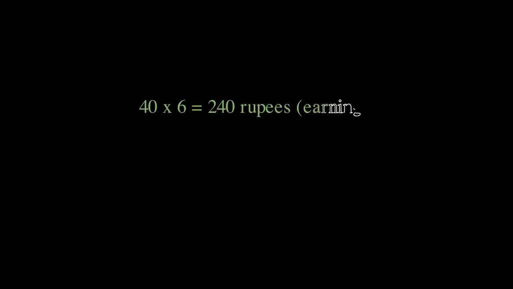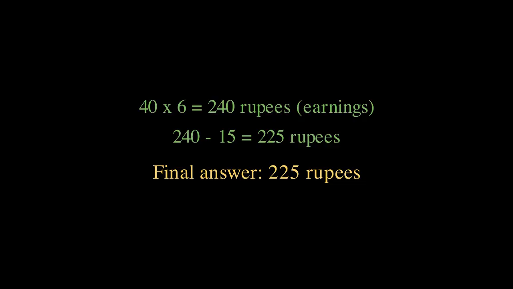40 rupees per hour for 6 hours gives 40 multiplied by 6, which is 240 rupees. Now we subtract the fine of 15 rupees. 240 rupees minus 15 rupees leaves 225 rupees.